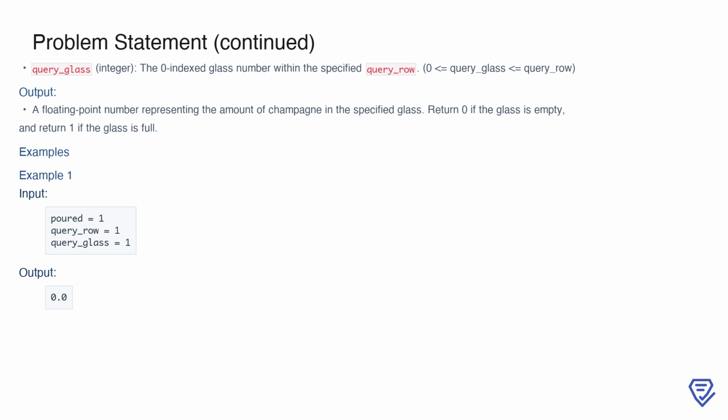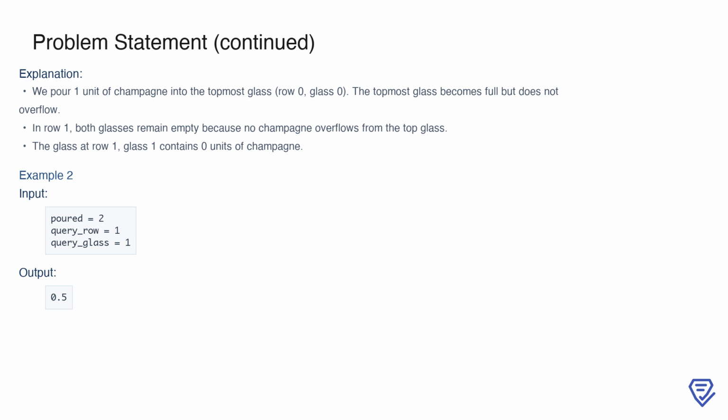Let's look at some examples to better understand how this works. In the first example, we pour 1 unit of champagne into the topmost glass. Since the topmost glass can hold exactly 1 unit and does not overflow, no champagne spills into the glasses below. As a result, all the glasses in the second row remain empty. Specifically, the glass at row 1, position 1, contains 0 units of champagne. Therefore, the output is 0.0.